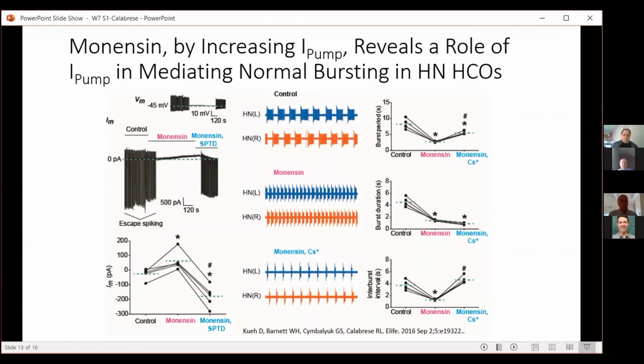The way we interpret that, and our model tends to agree with it, is that when you activate the pump with monensin, that helps to terminate bursts and also to provide hyperpolarization that activates the H current and allows the system to have a reduced period. But when the H current isn't present, you just get one of those effects. You get the effect on burst duration.